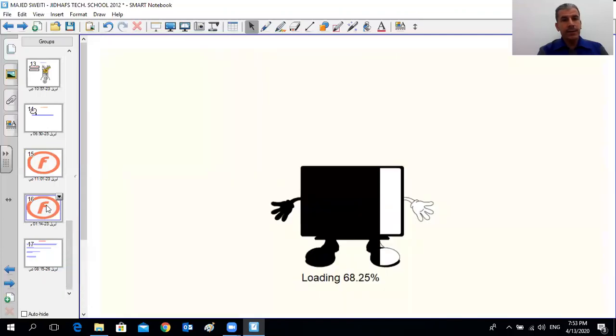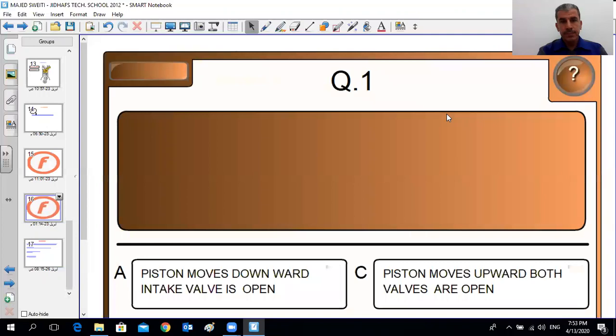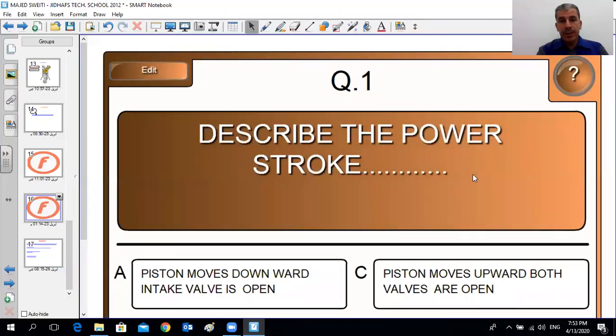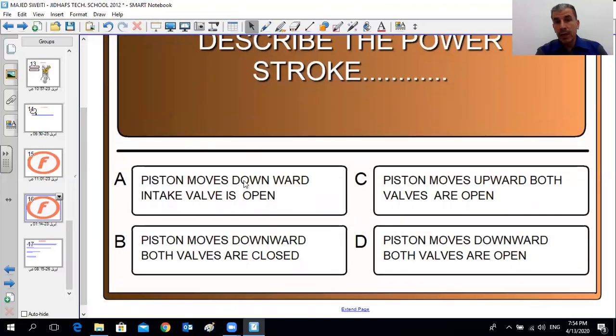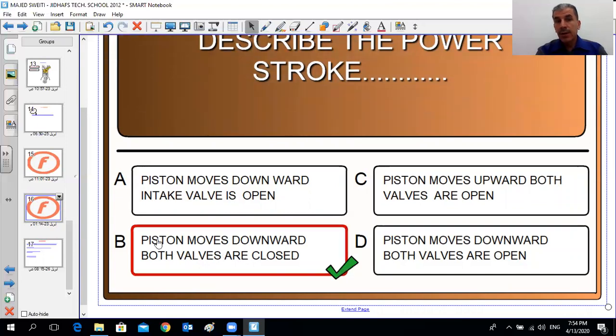Now we have another problem. Describe the power stroke. Just one question. What's the power stroke? In the power stroke, we have two important things: the piston moves down and both valves are closed. Let's check where's the answer. Piston moves downward, okay. Intake valve open, no. Piston moves upward, both valves, this is compression. Piston moves downward, both valves are closed. So this is the answer.